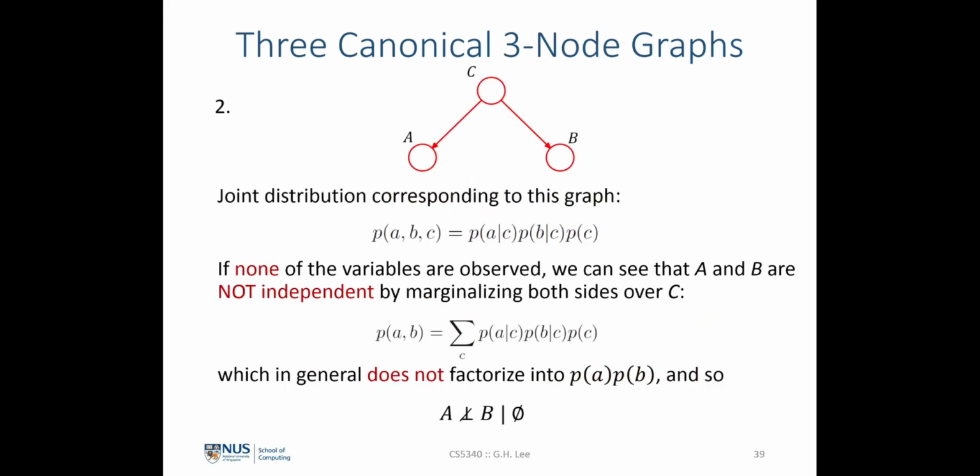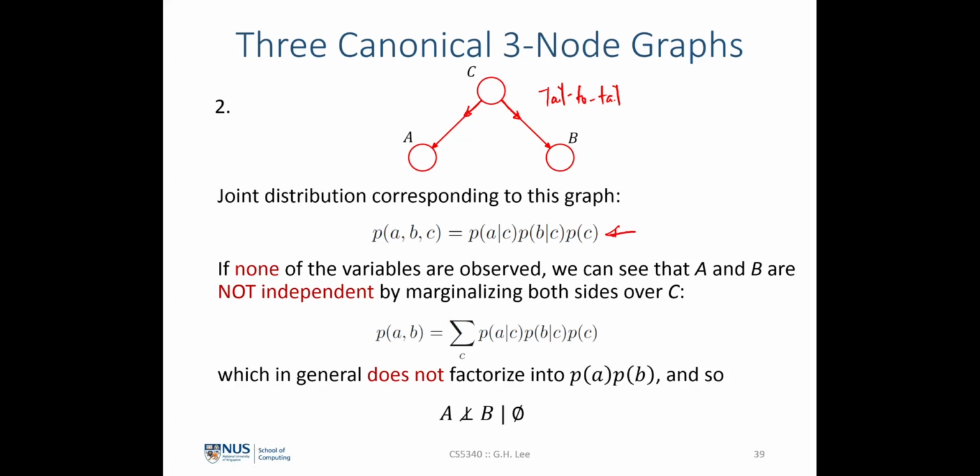A second example of the canonical graph is this particular structure over here, where we have random variable C pointing towards A and B, and we call this the tail-to-tail structure. The tail-to-tail structure, because the two tails of the arrow are pointing out of the random variable C. And the factorized joint distribution of this graphical model is given by this expression over here.